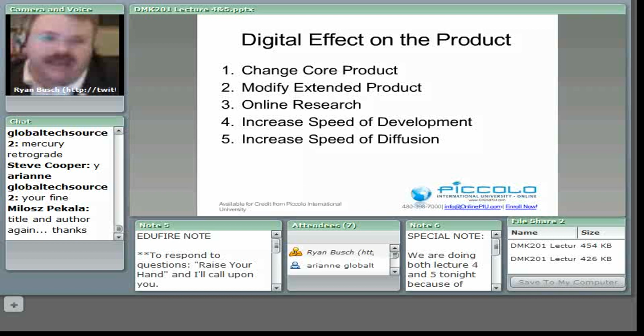YouTube spread and spread and spread and continues to spread and grow. And I think a lot of that has to do with the stickiness of the idea. The way that it was created to allow people to put up anything about anything they were doing, that's a real sticky idea.